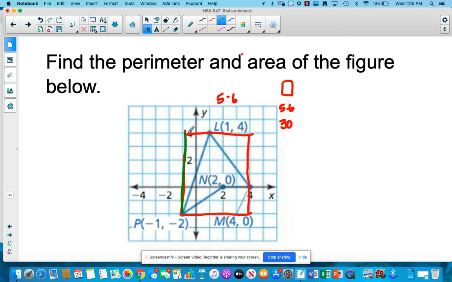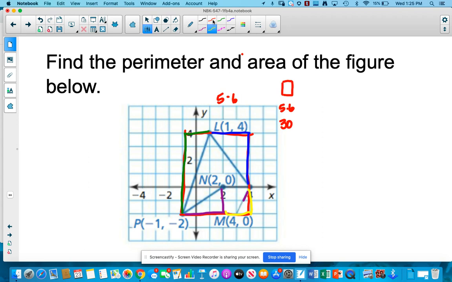So we're going to subtract this green triangle. We're going to subtract this blue triangle. We are going to subtract this purple triangle. And also, I'll do it in yellow, this square. Okay, so we're subtracting a bunch of different things.